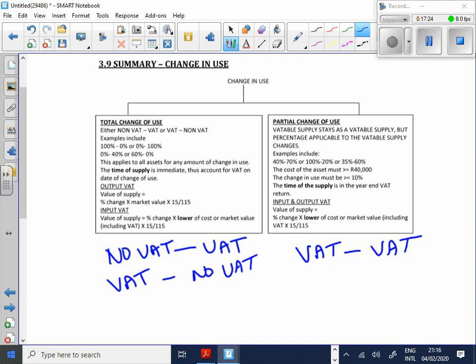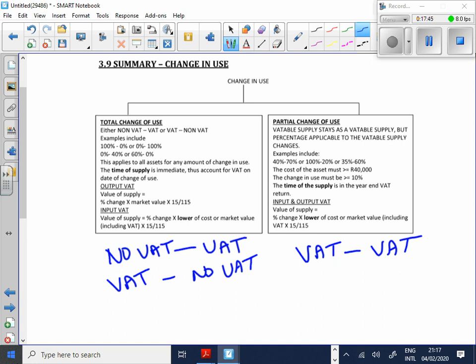So I've got here changes. Examples include 40 to 70, or 100 to 20, or 35 to 60, VAT to VAT. Correct? And it says the cost of the asset must be greater than or equal to 40,000, including VAT, by the way. And the change in use must be greater than or equal to 10%.